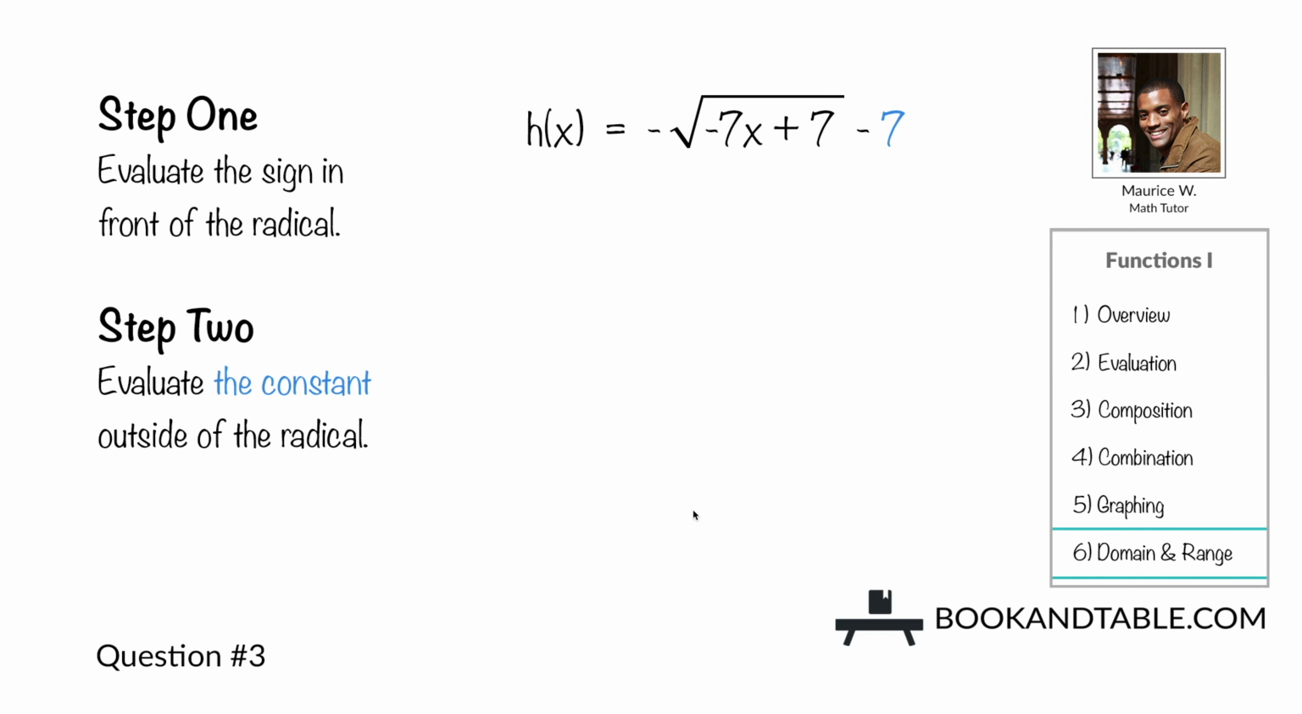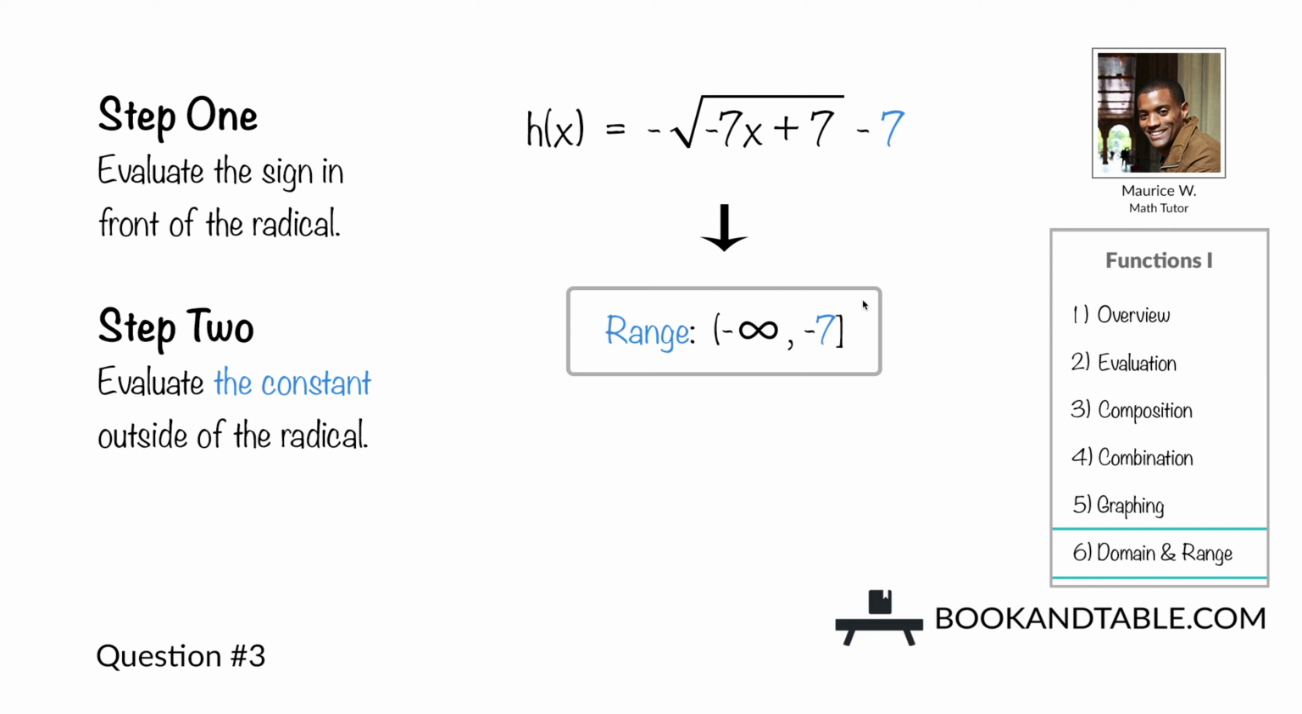Let's now have a look at question number 3. H of x is equal to negative square root of negative 7x plus 7, minus 7. Step 1, evaluate the sign in front of the radical. It is negative, so we know the function is flipped and it trends down towards negative infinity as the low point. And then step 2, evaluate the constant outside of the radical, which is negative 7. So this is where the range has its highest point. So the range for h of x is from negative infinity to negative 7, including negative 7.